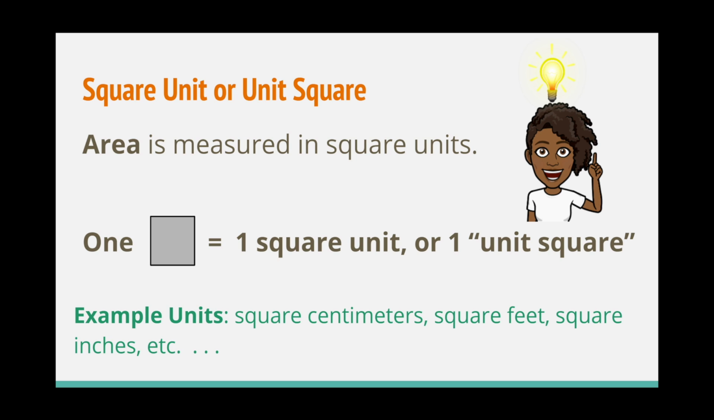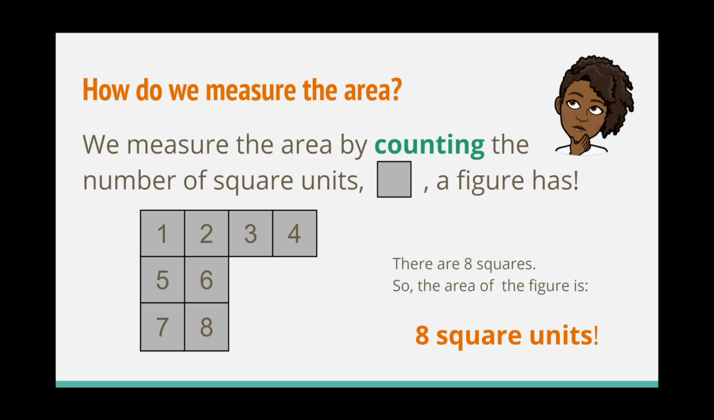A unit square, or a square unit, we measure in square units. So we're measuring in squares. And some examples are square centimeters, square feet, square inches, and there's a lot more that we can measure in. So how do we measure the area? We measure the area by counting the number of square units, so the squares that a figure has. This figure has 8 squares. So the area of the figure is 8 square units.